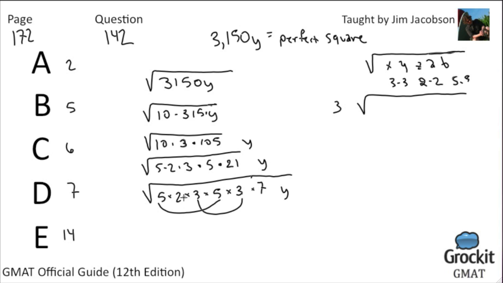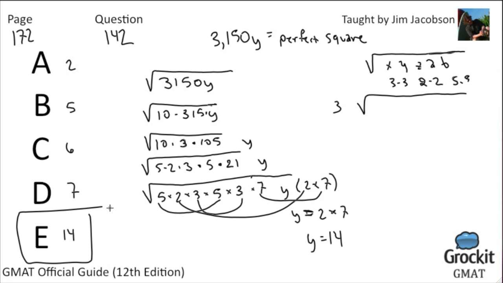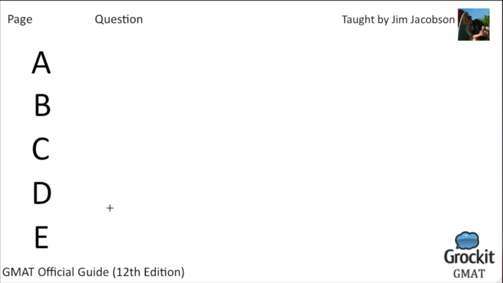So in order for all of these to have a pair, y equals 2 times 7. So that if y equals 2 times 7 here, then we have a pair for the 2's and a pair for the 7's, and the whole thing ends up being an even square root with no radical remainder. So y equals 2 times 7. y equals 14. Answer choice E. And we move on to the next column on page 172.